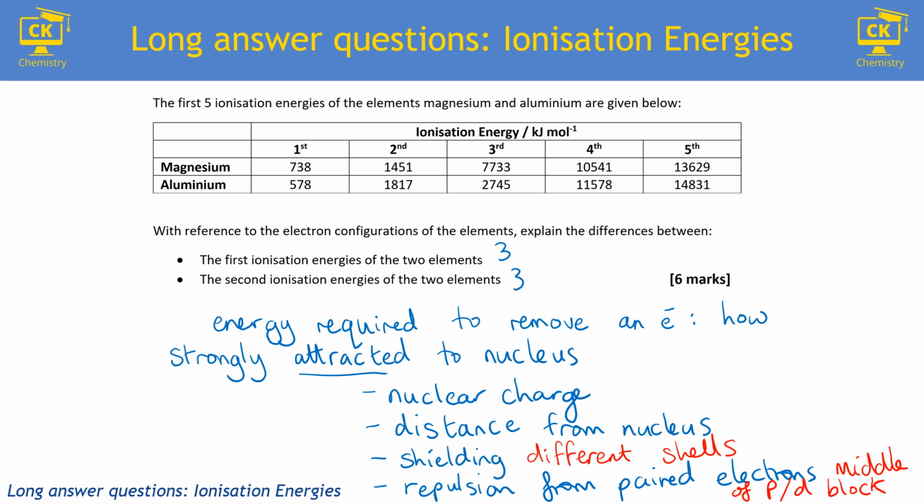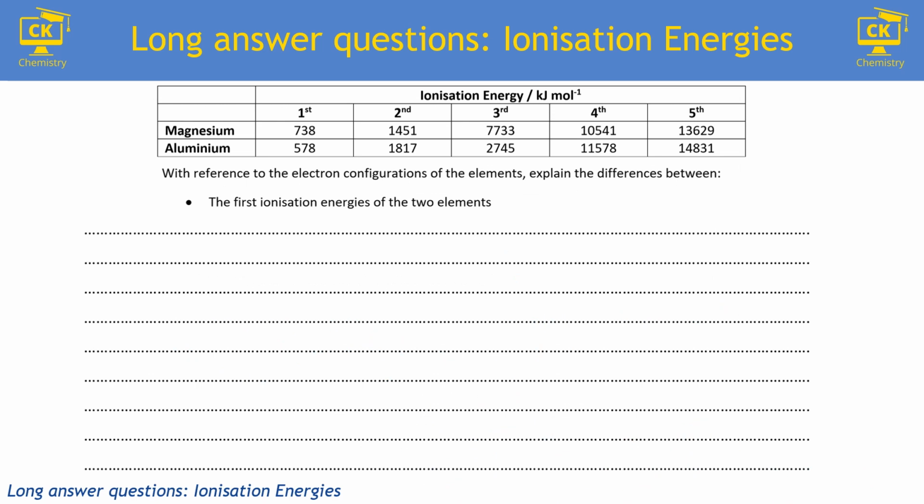So let's look at the first ionization energy difference. First of all, that's the more common question that we're going to get answered. So the first ionization energies of the 2 elements, what can we see? We can see that aluminium's first ionization energy is lower than magnesium's. So we also need to refer to electron configurations. So the first thing I'd be doing in this question is writing those electron configurations out.